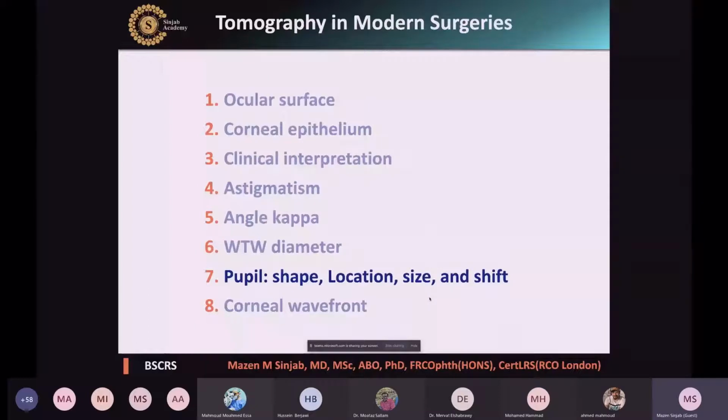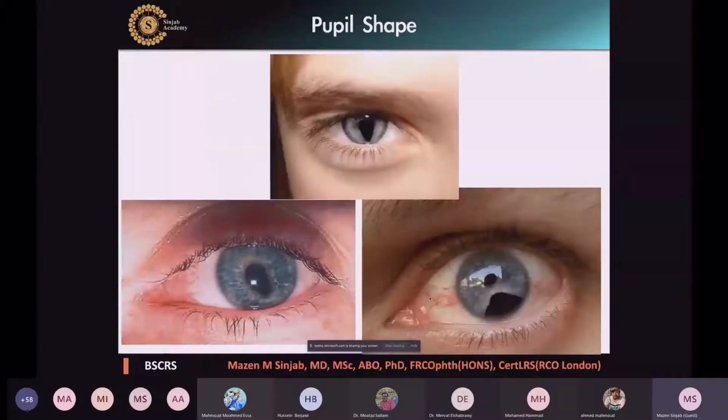We come to the pupil shape, location, size, and shift. So as you see, it is not only pupil size. There are four components to study with the pupil. The first is pupil shape. We cannot go for refractive surgery for such patients.